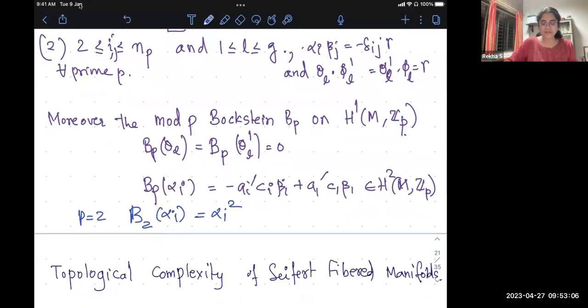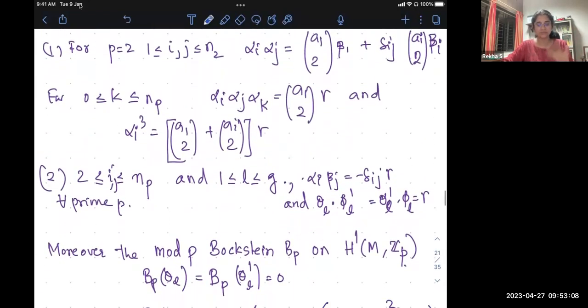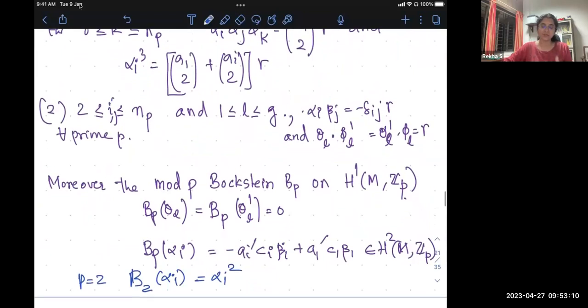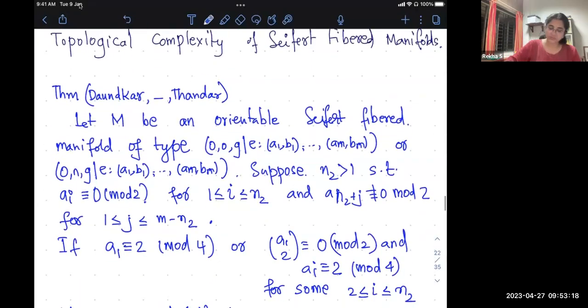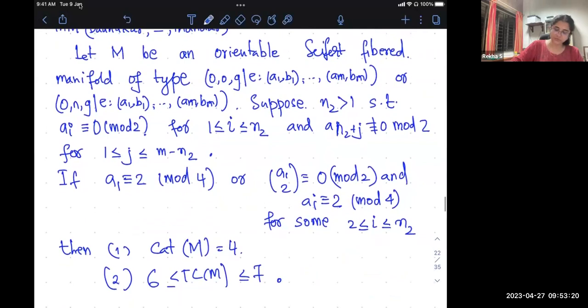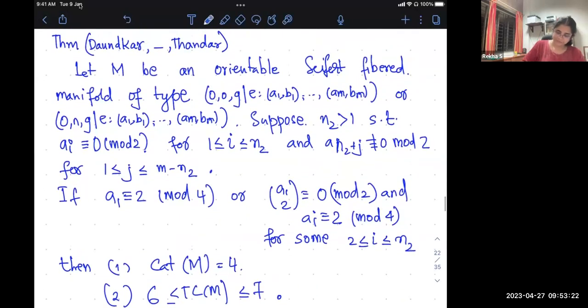Okay. So we basically want to use this information then and be able to construct elements of weight 2 and give a sharp lower bound on TC of the Seifert fibered manifolds. Okay. So along these lines, the theorem that we prove is that, so we have to assume a few conditions so that certain products turn out to be non-zero. And we are able to show that cat is equal to 4.